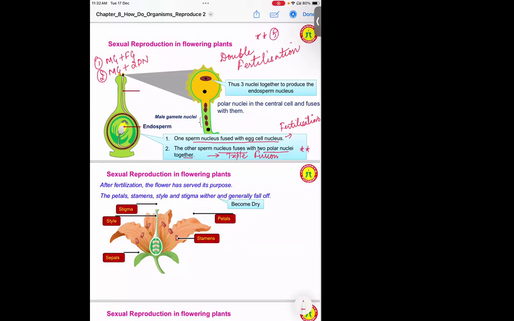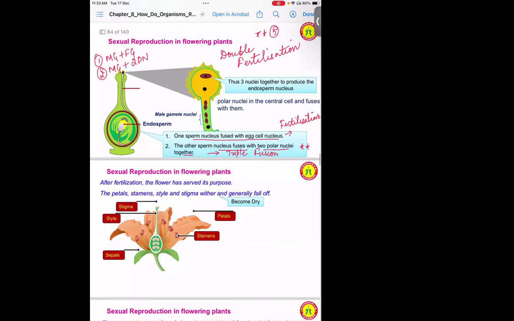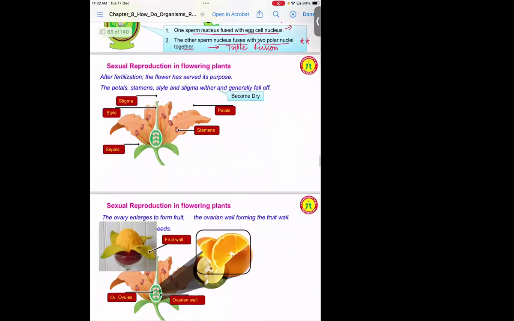So generally they will be asking you, and what kind of question do they give you? They ask you to trace the events which happen in the flower. So all the events you should write, starting from the male and female, then the pollination, then the fertilization, then about both the fertilizations. So all these things need to be mentioned. Trace means nothing but the path, how the process happens, that path you should write. Then after fertilization, the flower has served its purpose, where the remaining parts, the petals, the style, the stigma, will generally fall off and become dry.